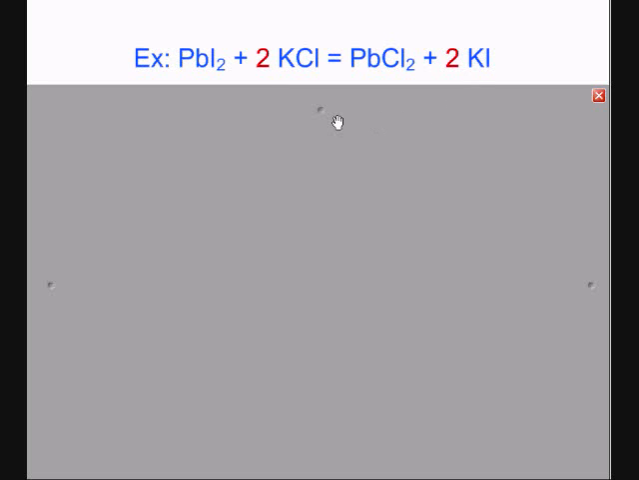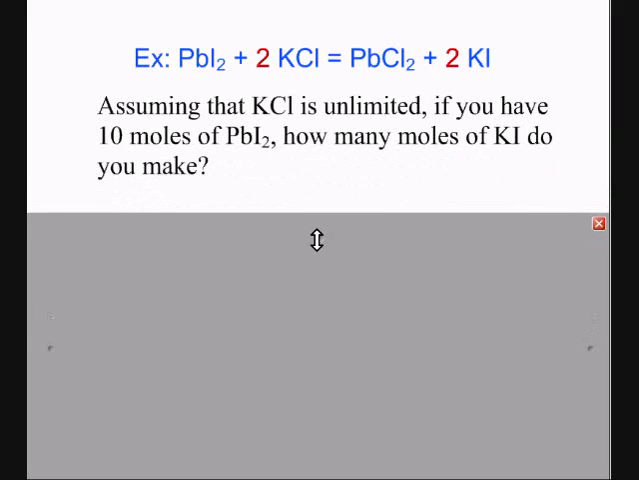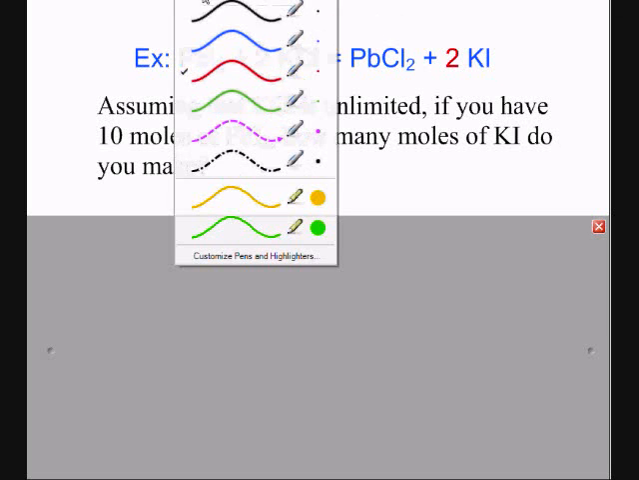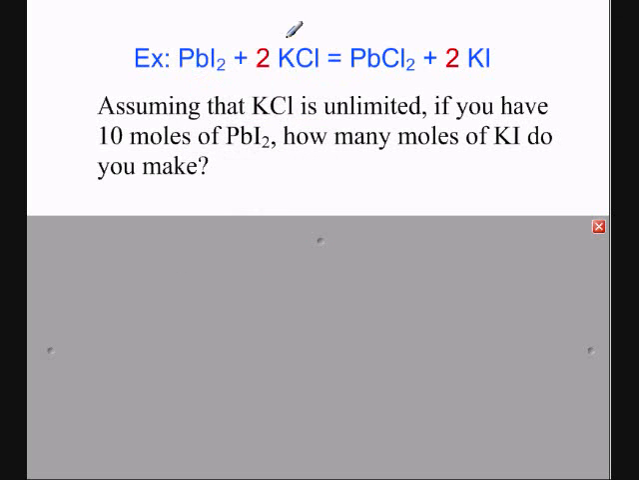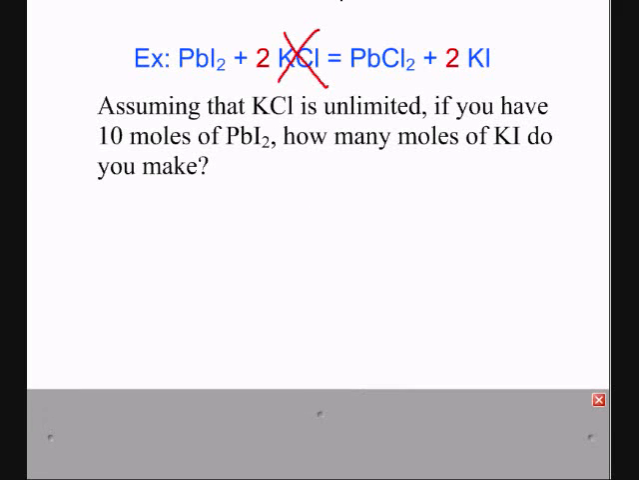We see that from the recipe. Now, here's the problem. Assuming that potassium chloride is unlimited, so that's not important, right? Let's go ahead and cross that out so we don't forget. This doesn't matter. That is not going to determine how much product I get. If that is unlimited and I have 10 moles of lead iodide, how many moles of potassium iodide do I get?